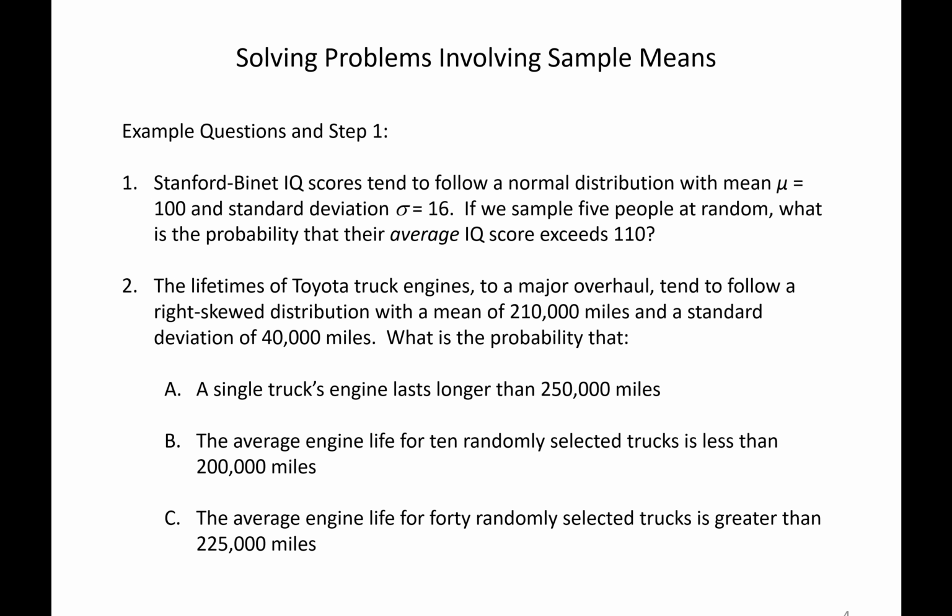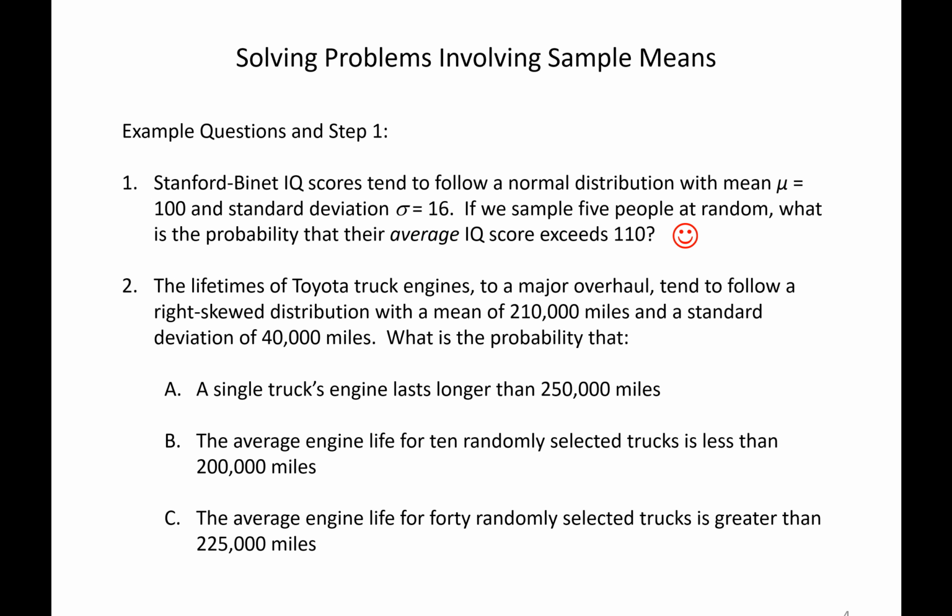So let's look at step one. If we have IQ scores and we are told that they are normally distributed with a mean of 100 and standard deviation of 16, and we're going to sample 5 people at random, and we want to know what the probability is that their average IQ exceeds 110. Can we do that? Well, it turns out yes we can, because we know that x is normal, so that means x bar is going to be normal.